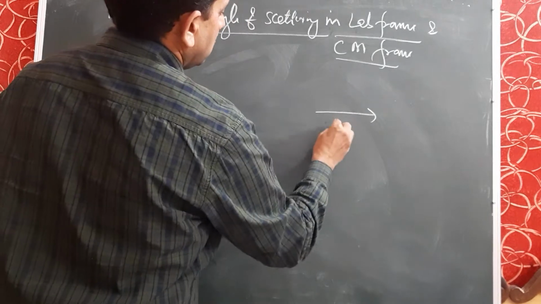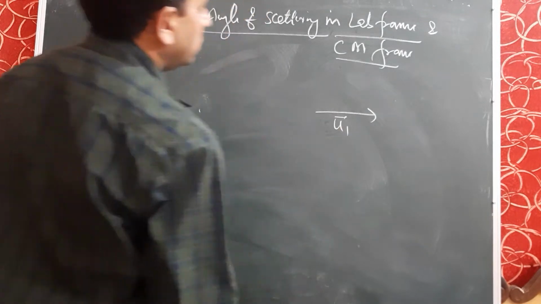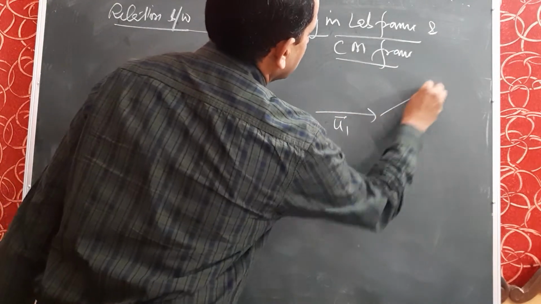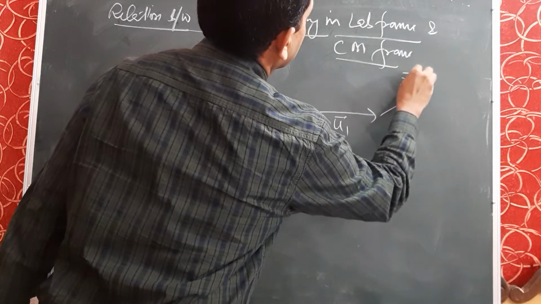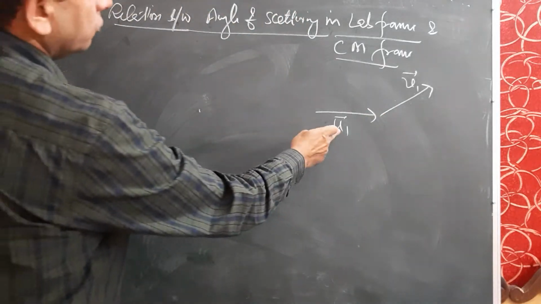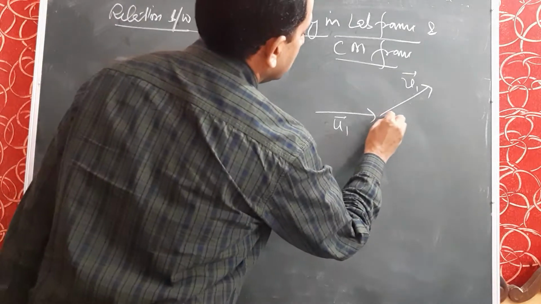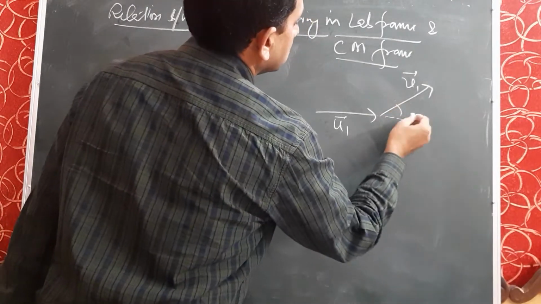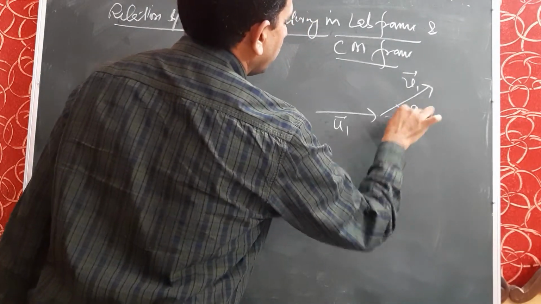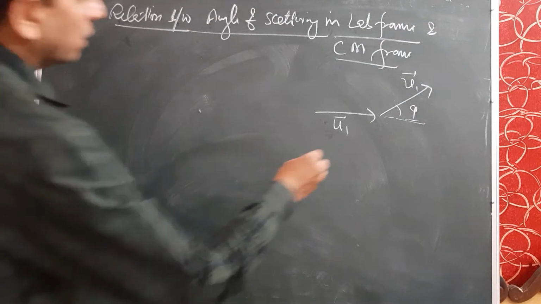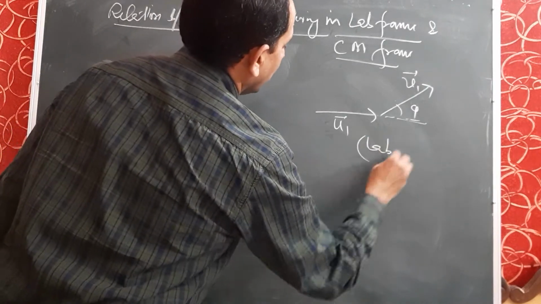Let me note that u1 is the velocity in lab frame before collision and v1 is the velocity in lab frame after collision, and the angle between these two velocities is phi. This is the angle of scattering in lab frame. So this is the diagram for lab frame.